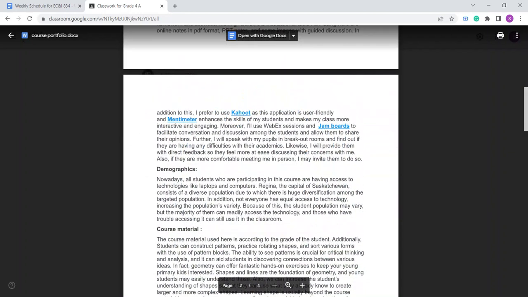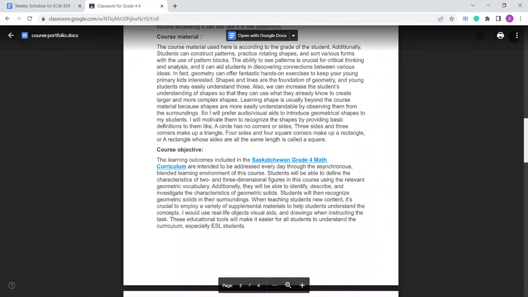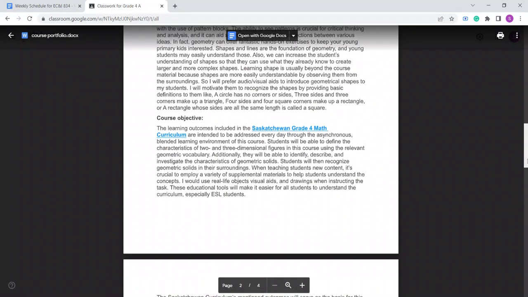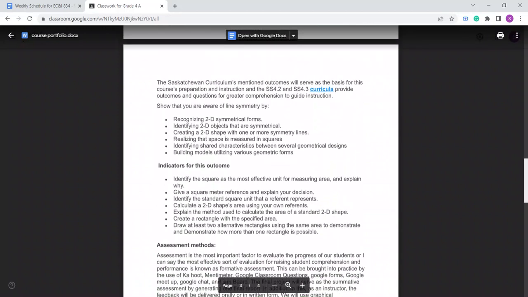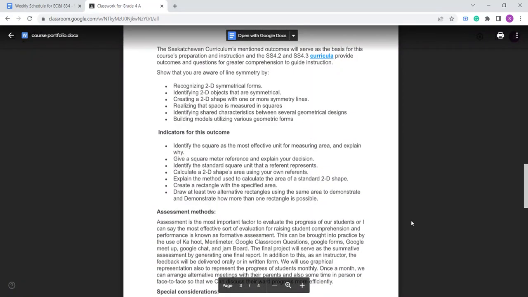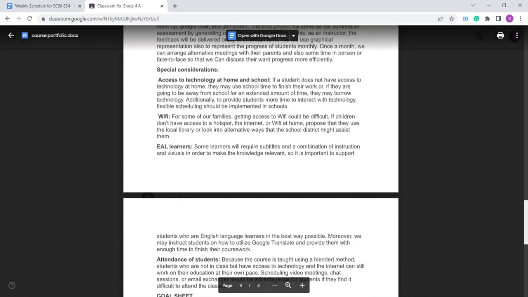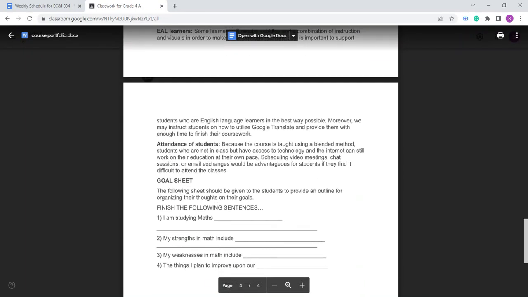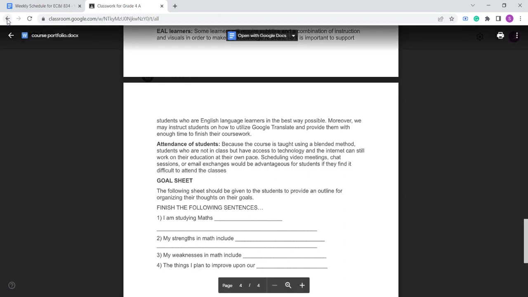And Kahoot, Mentimeter and Jamboards are used for arranging activities. And here is the course objective. And I followed the Saskatchewan curriculum for my lesson plans. And I also added the assessment methods. How can I assess the student? And I also added the Google Sheet in which I will come to know what the strengths and weaknesses of the students are.